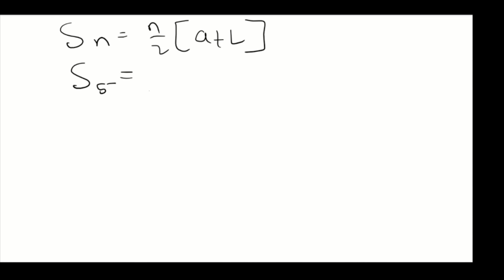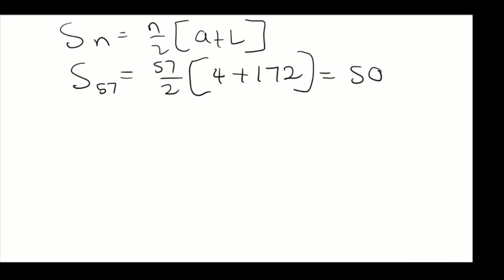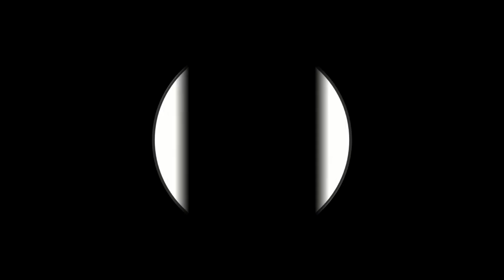Using our sum formula, n over 2 into a plus l, and you know it's the sum of 57 terms, so 57 over 2 into our first term 4 plus our last term 172. The solution here is 5016. So that is your sum.